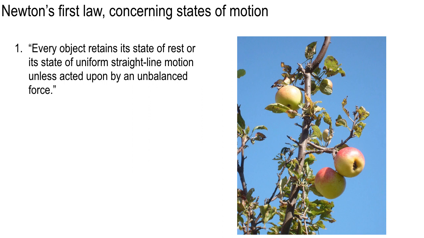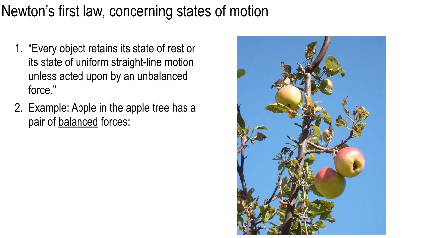Here's the first law of motion. Every object retains a state of rest, or the state of uniform straight line motion, unless acted upon by an unbalanced force. Now that's how Sir Isaac Newton phrased it, but the guy that figured it out was Galileo. And he showed that what Aristotle was saying was contradictory. It took almost 2,000 years for somebody to figure out a way to contradict Aristotle. Galileo was the guy that really started everything.